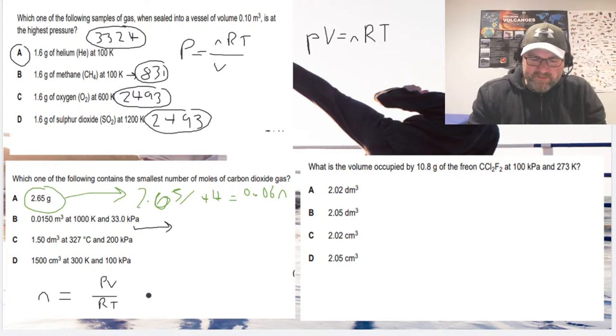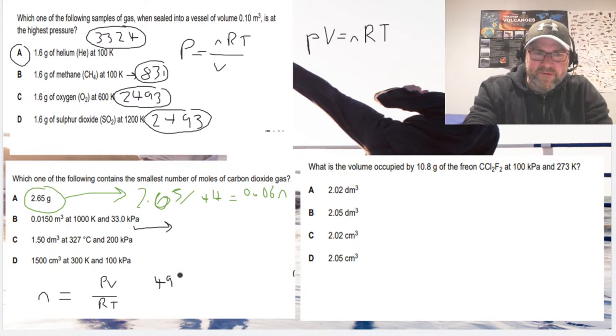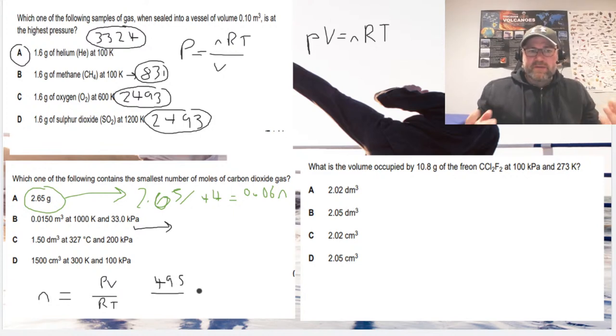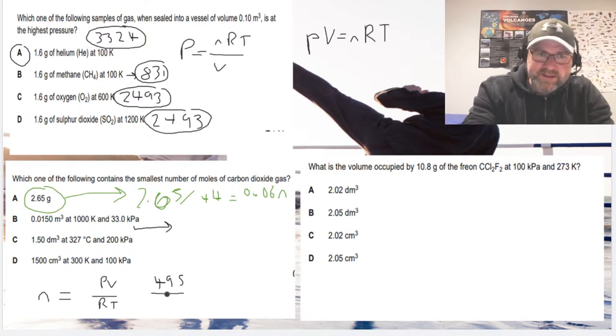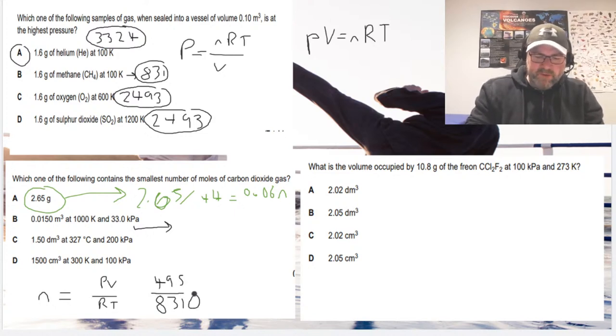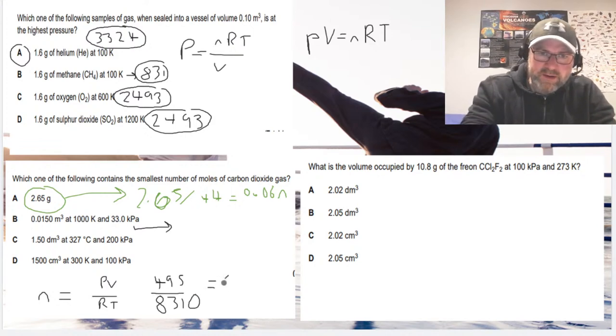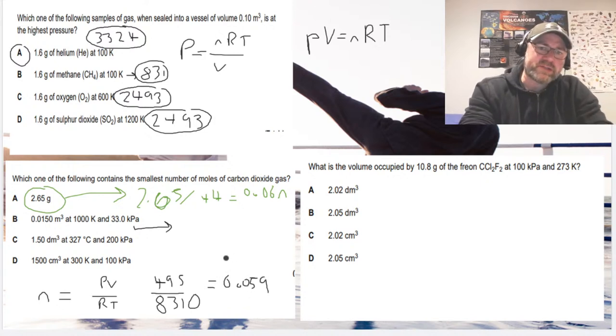33,000 times volume 0.015. That gives us 495. This is for B, by the way. We're going to divide that now by 8.31 times 1,000, which is 8,310. So we get 495 over 8,310, and we come up with the answer of 0.05. Whoa, there's the 0.06. So you can see how close that is.